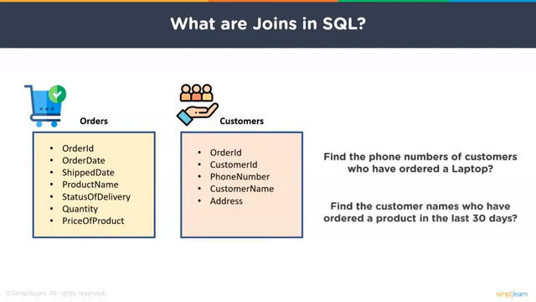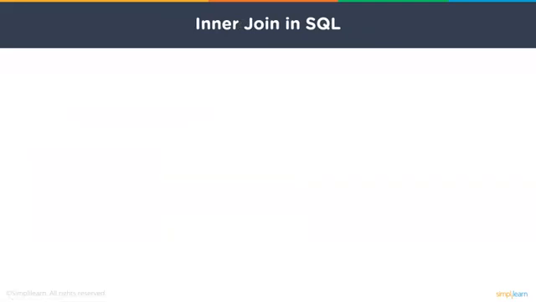Now let's see another problem where you need to find the customer names who have ordered a product in the last 30 days. In this case, we want the customer name present in the customers table and the last 30 days order information, which you can get from the order date column that is present in the orders table. Okay. Now let's discuss the different types of joins one by one.